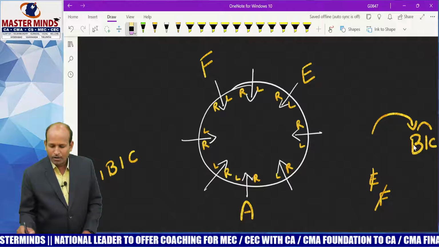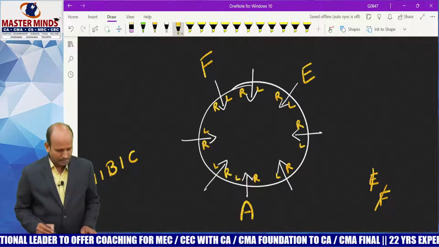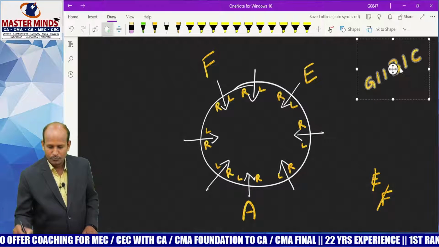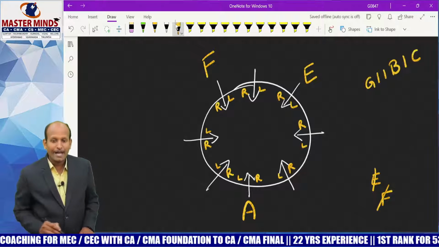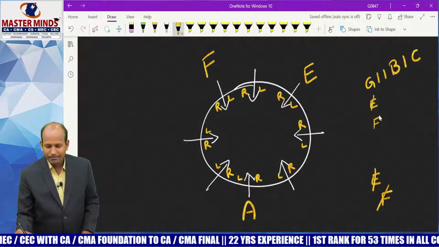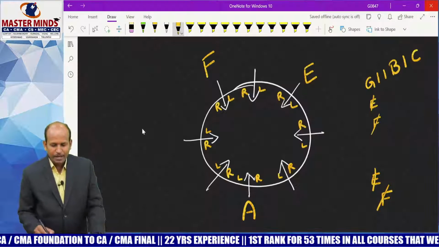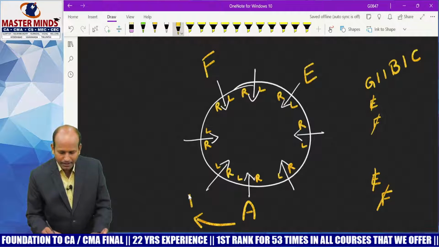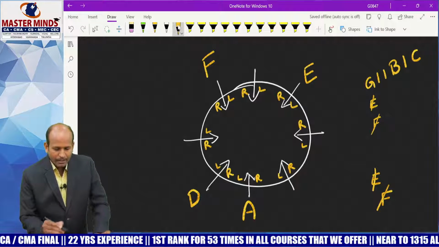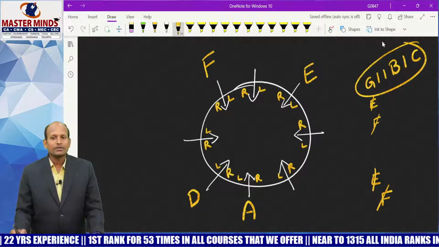So after combining all these conditions, the arrangement will look like this. G, after 2 gaps B, B after 1 gap C, but G is not a neighbor of E or F. Next, D is to the immediate left of A. So A's immediate left is the place of D. So now let me combine the conditions into the circle.